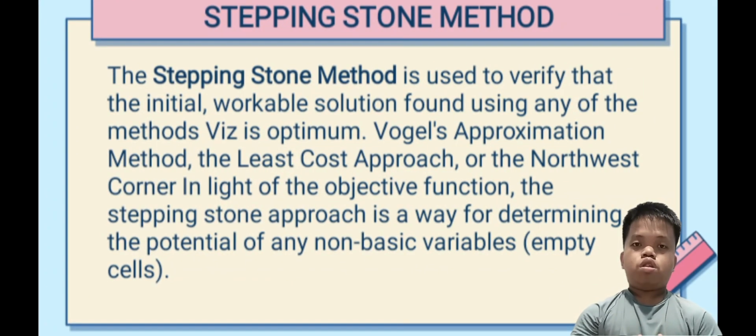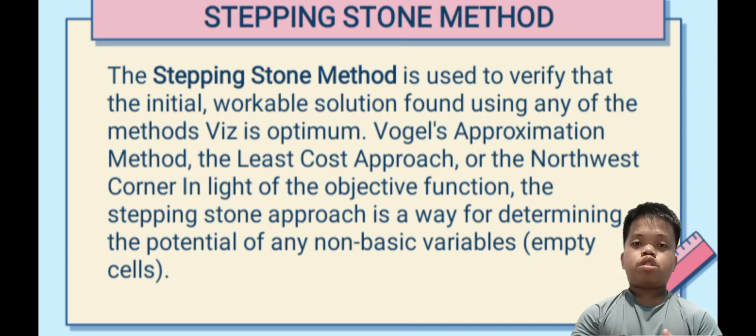The stepping stone method. The stepping stone method is used to verify that the initial workable solution found using any of the methods is optimal. In light of the objective function, the stepping stone approach is a way of determining the potential of any non-basic variables or the empty cells. We calculate the impact on the transportation cost of assigning 1 unit to the vacant cell using the stepping stone approach. This approach allows us to determine if the answer is optimum or not.